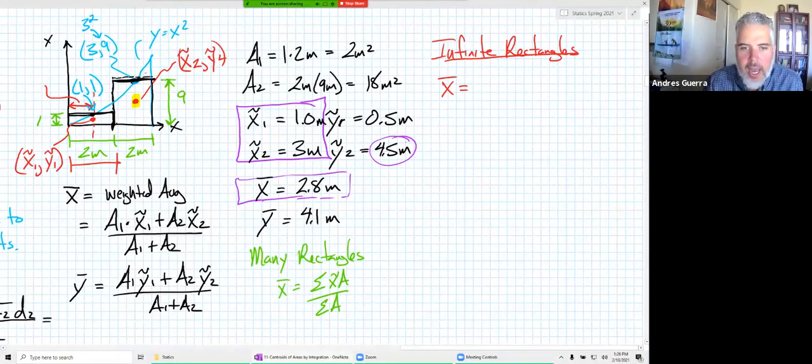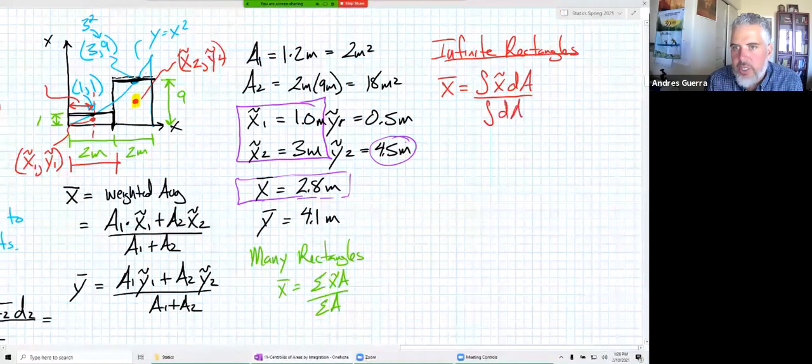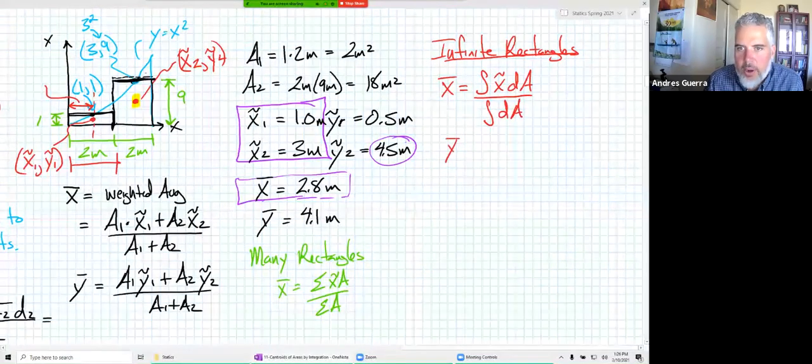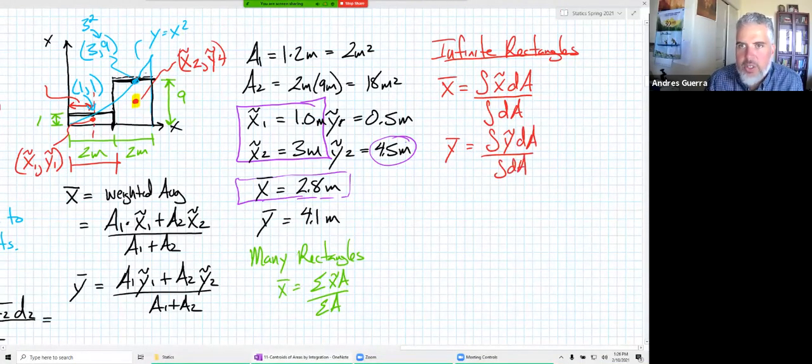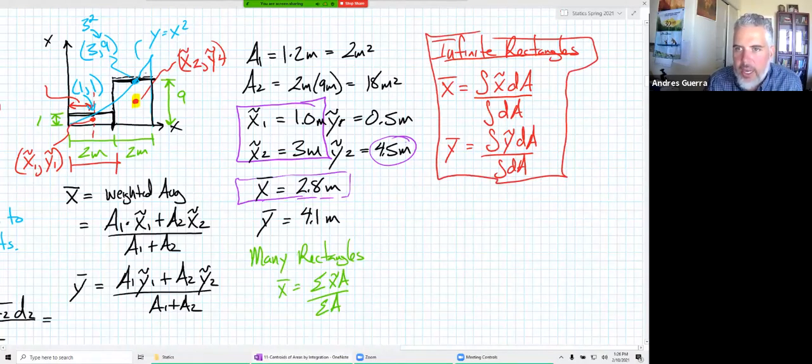So for x bar, instead of having the sum, it's just the integral. We still are going to have an x tilde. And instead of an A, we're now going to have a differential element dA. And then we're just going to integrate, divided by the total area, which is just the integral of dA. And then y bar would be equal to the integral of y tilde dA divided by the integral of dA. So this is what we are going to use from now on.